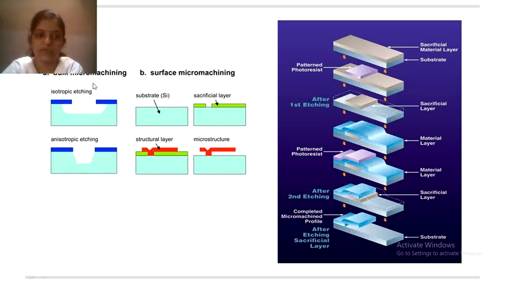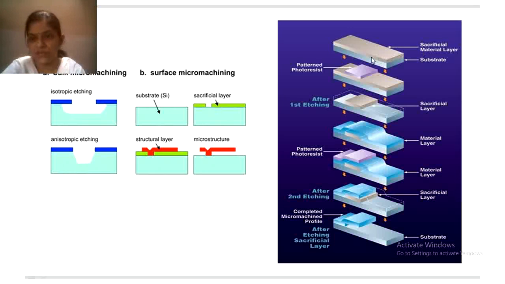Now, bulk micromachining is shown. Isotropic etching as well as anisotropic etching is shown here. And in surface micromachining, with a sacrificial layer, we can form the structural layer, and from that the microstructure is formed on the substrate. These two things are shown here.